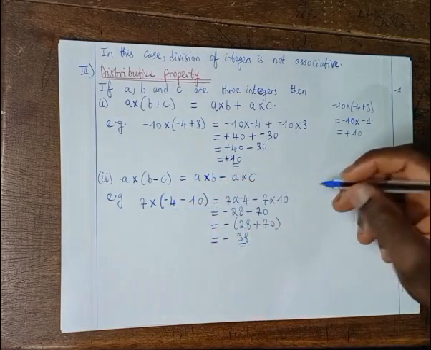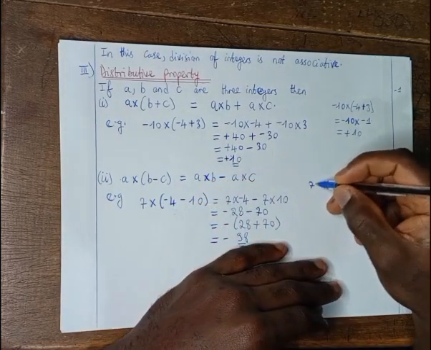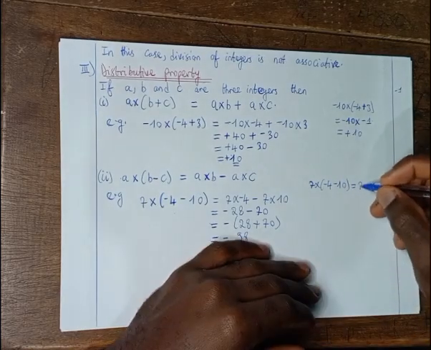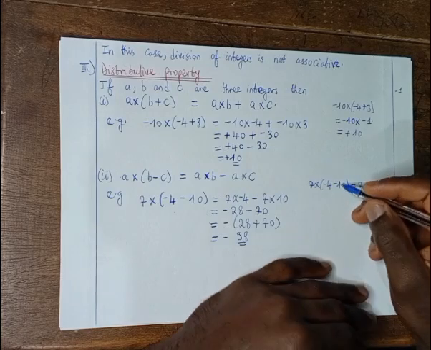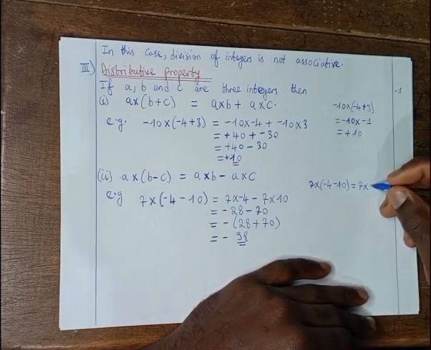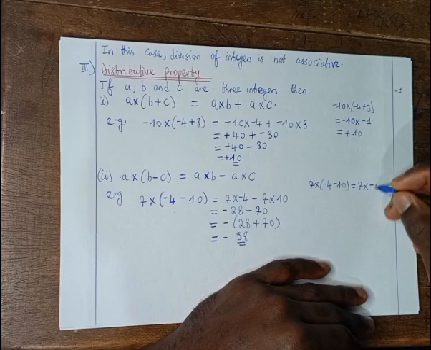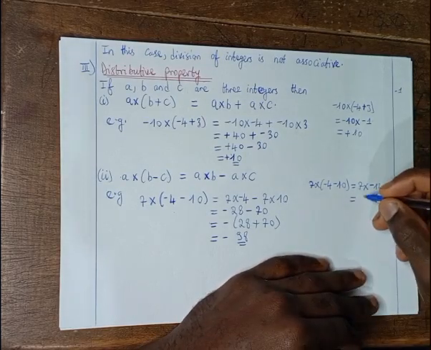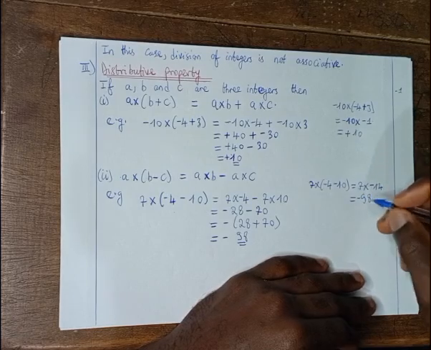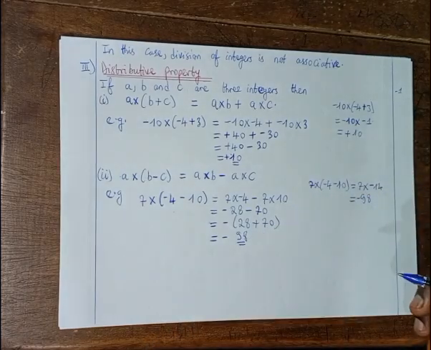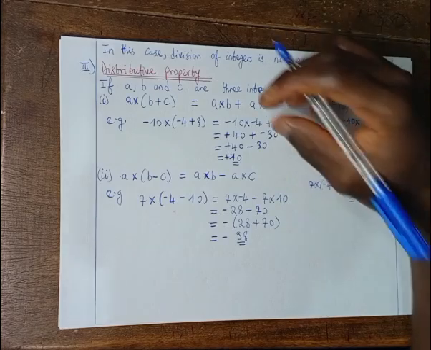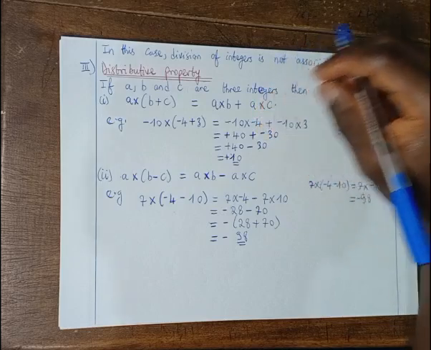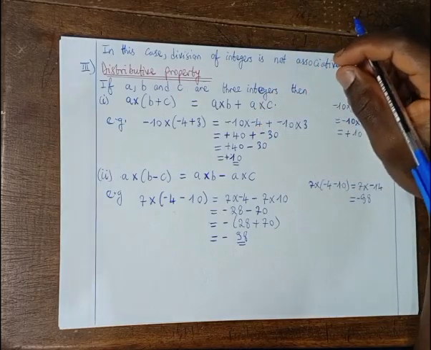If we decide to simplify what we have in the bracket first, 7 times negative 4 minus 10, this will give us 7 times, if you take negative 4 minus 10, is simply the same as negative 14. If you take 7 times negative 14, it gives negative 98. The results are the same, no change. So you take note of this property. The distributive property is also true on the set of natural numbers.